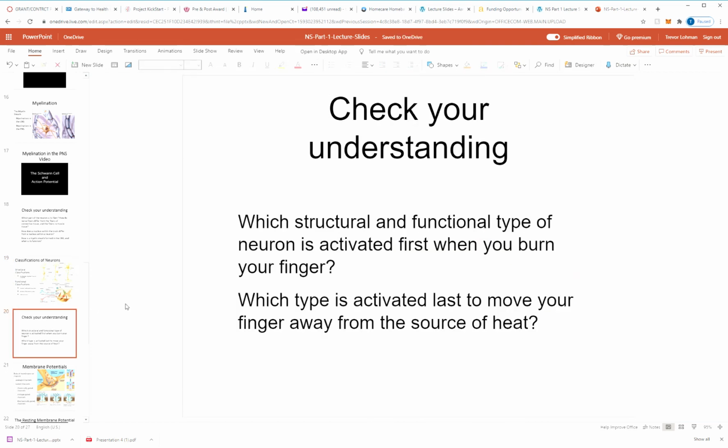Okay, I like this question. Which structural and functional type of neuron is activated first when you burn your finger?